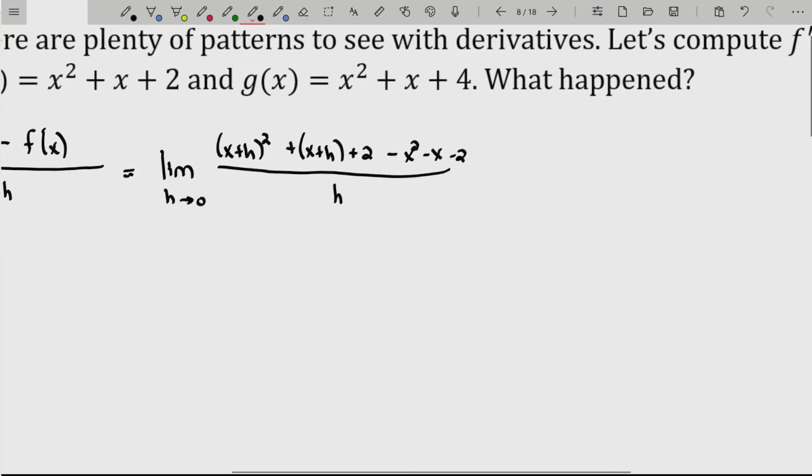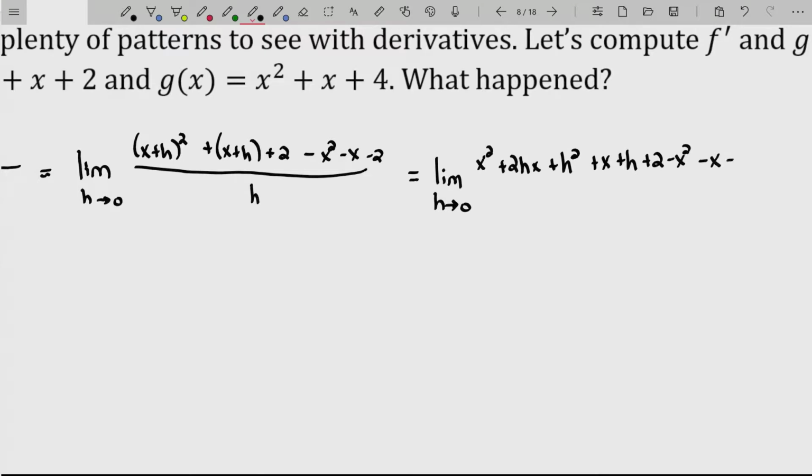Now, if you were to multiply that stuff out, limit as h goes to 0, you would get x squared plus 2hx plus h squared plus xh plus x plus h, sorry, plus 2 minus x squared minus x minus 2, all over h. And then just kill off any like terms. X squared here cancels with x squared there. X cancels with x. 2 cancels with 2. Nothing else combines, unfortunately. But you should notice that all the terms in the numerator have an h in common that you can factor out.